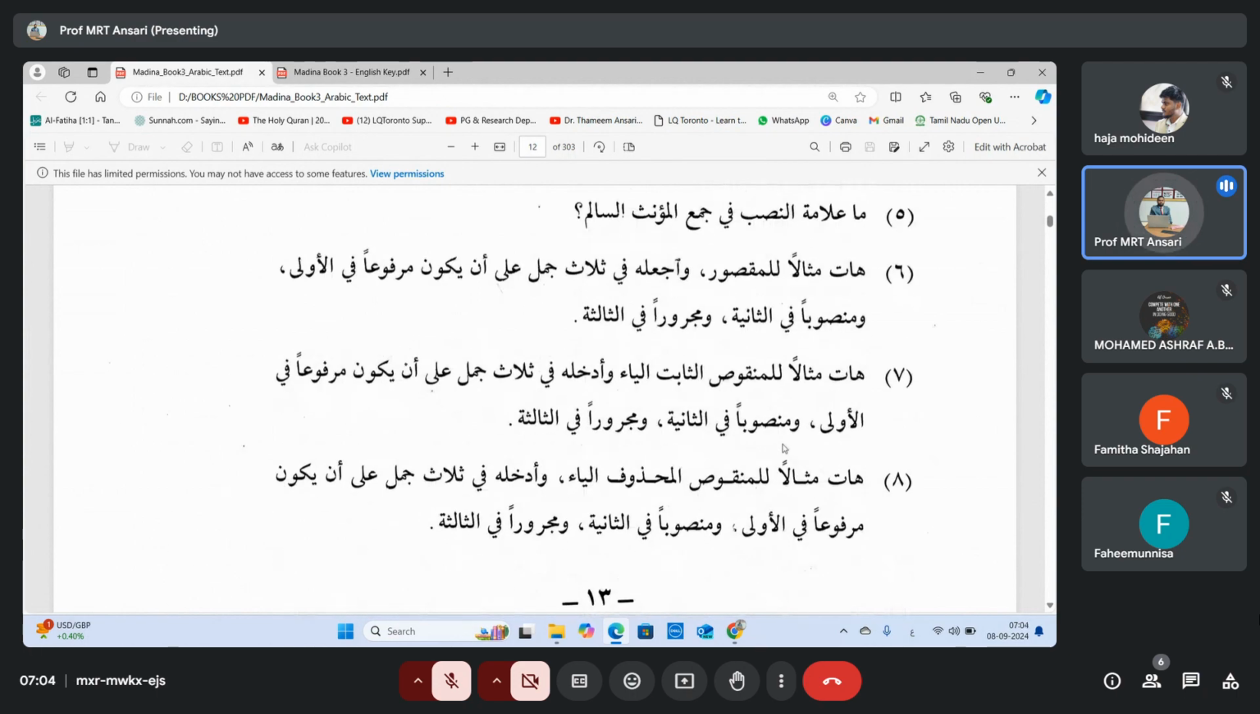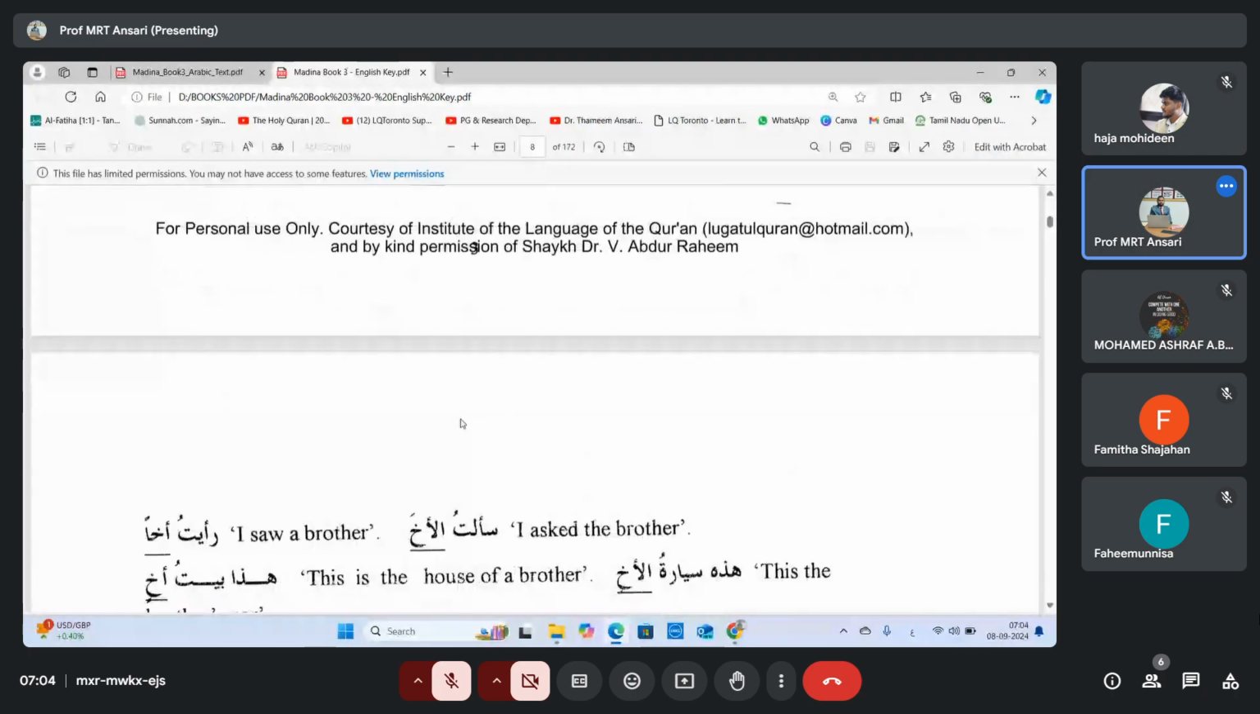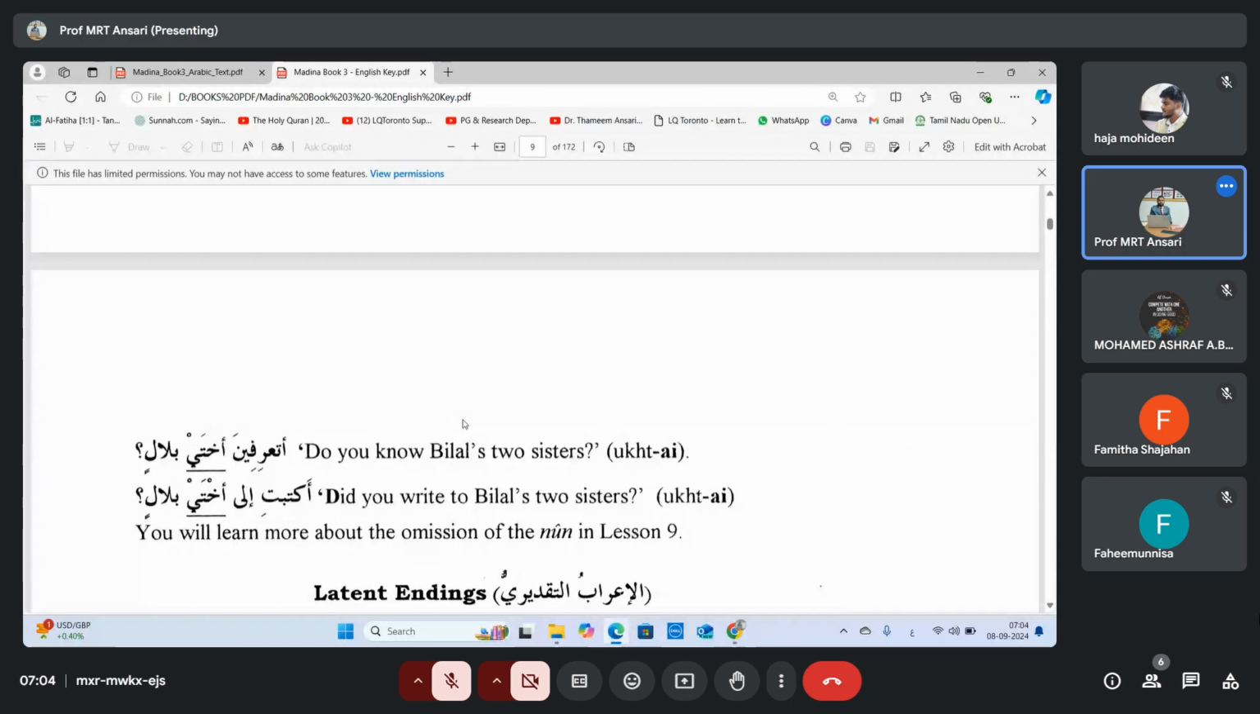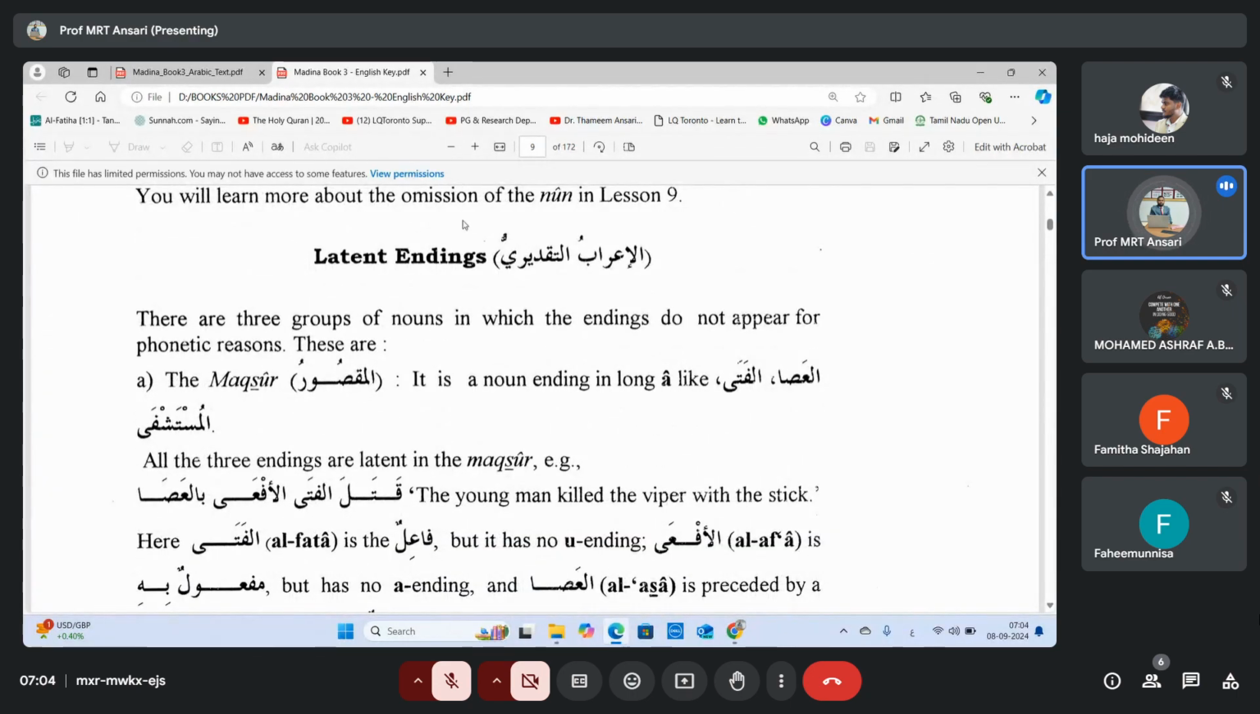Number 6. Hati mithalan lil maqsur. Bring an example for maqsur and make it in 3 sentences wherein it is marfu in the first sentence, mansub in the second sentence, and majrur in the third sentence. So it comes under al-i'rab at-taqdiri, and it is your maqsur.